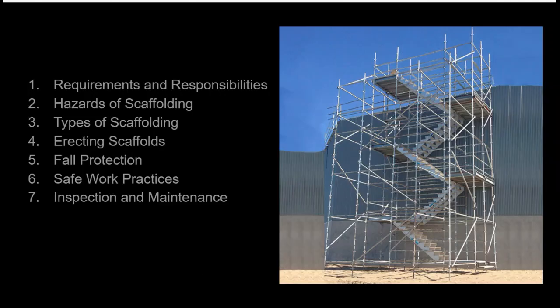This course has 7 sections. Section 1 addresses requirements and responsibilities for safe scaffold use. Section 2 describes the hazards of scaffold, and Section 3 covers the types of scaffold. Section 4 is about erecting scaffolds. Section 5 discusses fall protection, and Section 6 presents safe work practices. The final section is about inspection and maintenance of scaffold.